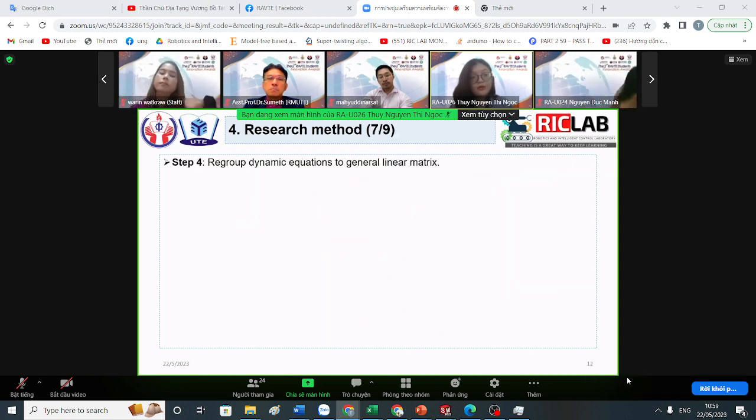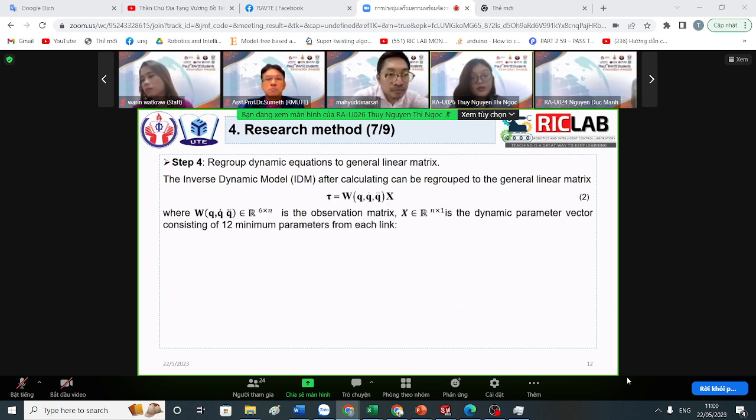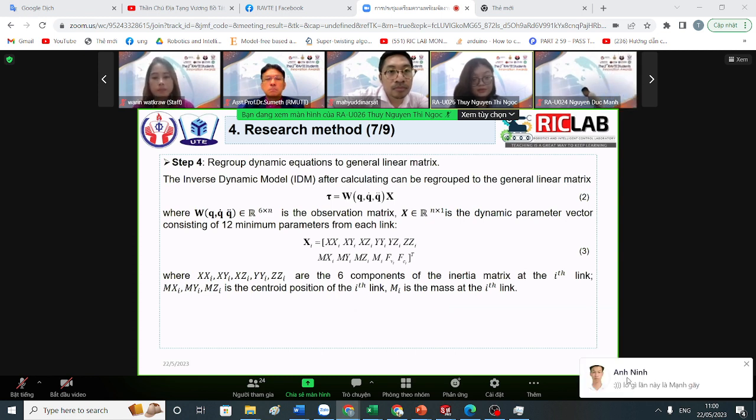Let's move to step 4. We group the dynamic equation to a general linear matrix. The inverse dynamic model, after calculation, can be regrouped to the general linear matrix, like equation 2, where W is the observer matrix and X is the dynamic parameter vector consisting of 12 minimum parameters of each link. It includes the components of the inertial matrix, the eccentric position and the mass of each link.